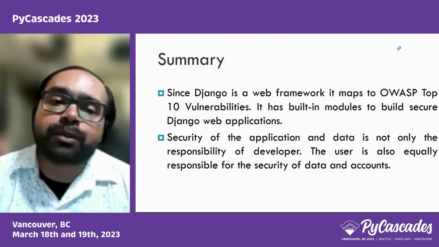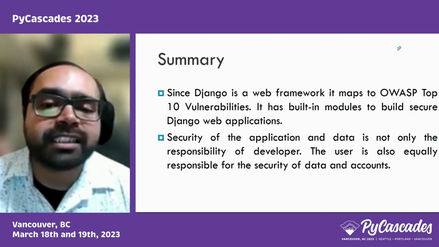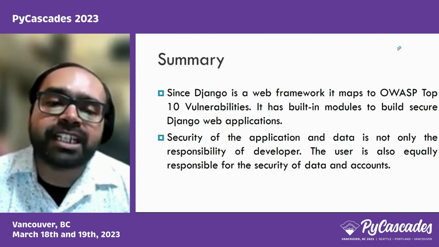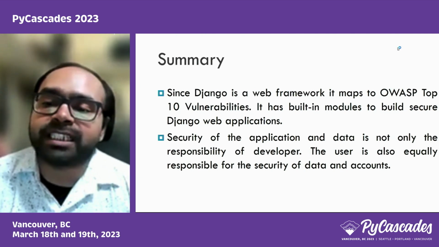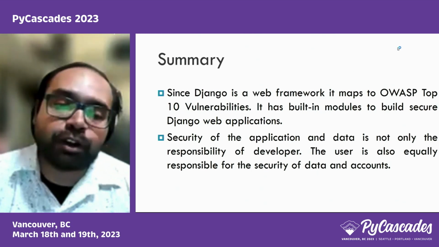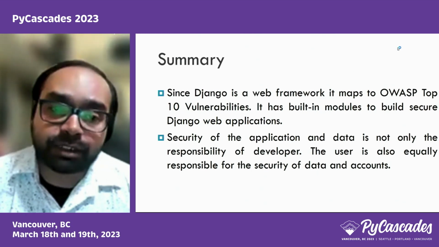As summary, since Django is a web framework, it maps to OWASP top 10 vulnerabilities. It has built-in modules to build secure Django web applications. Then the security of the application and data is not only the responsibility of the developer, the user is also equally responsible for the security of the data and accounts.